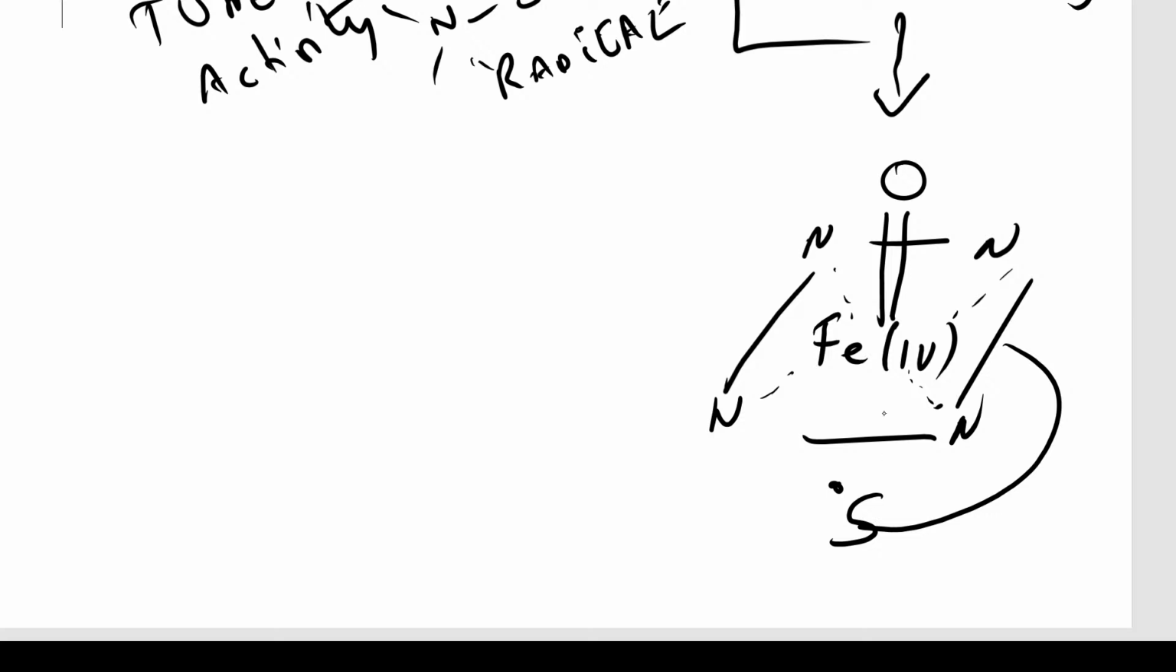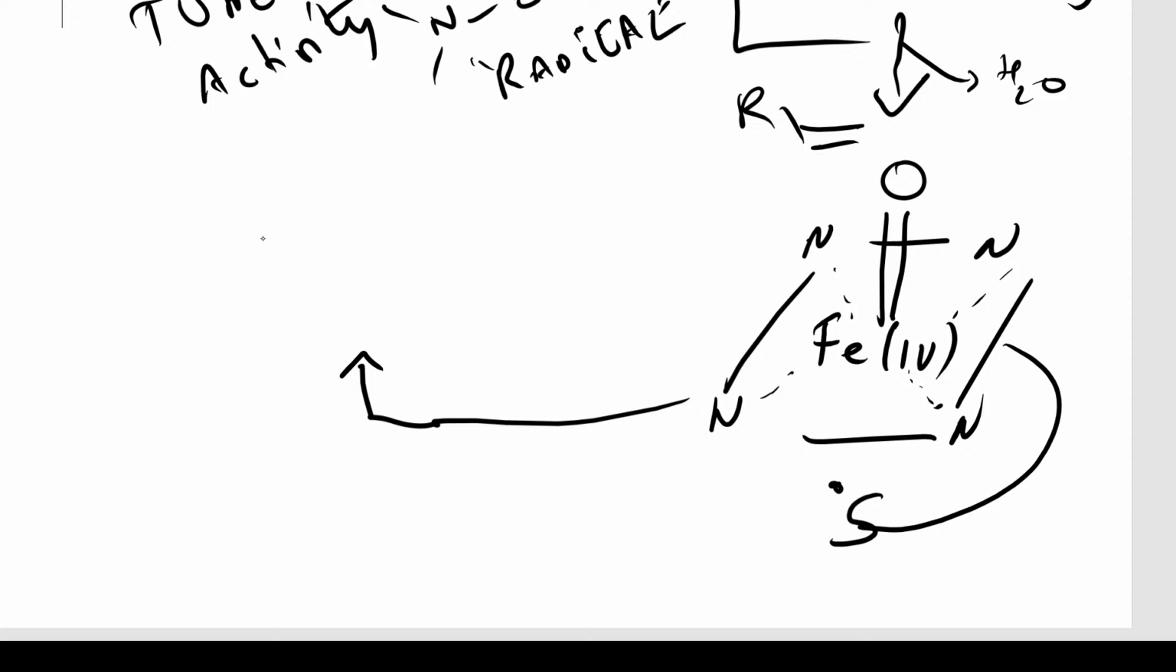Okay, and you remember you have the substrate. So here what it does, it gives this electron, so water is kicked out, so it gives this oxygen to the double bond, okay, and the product is the epoxide. And you regenerate your iron free.